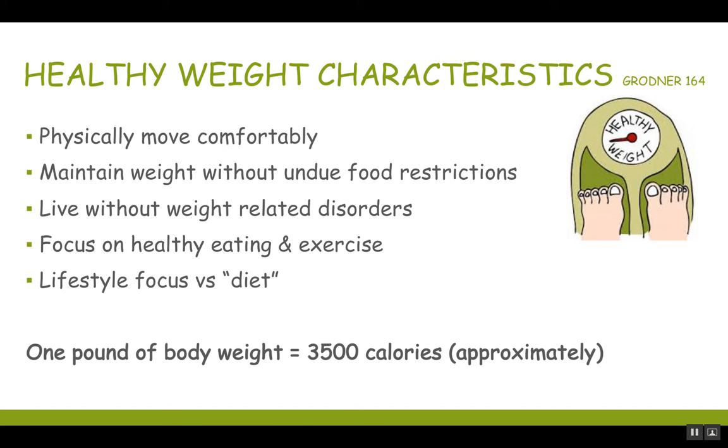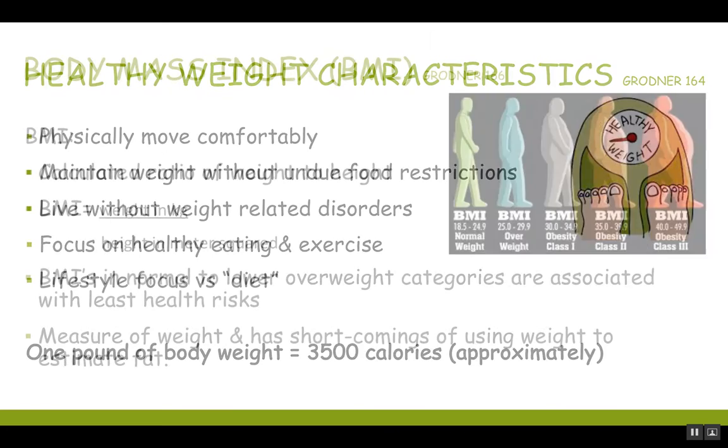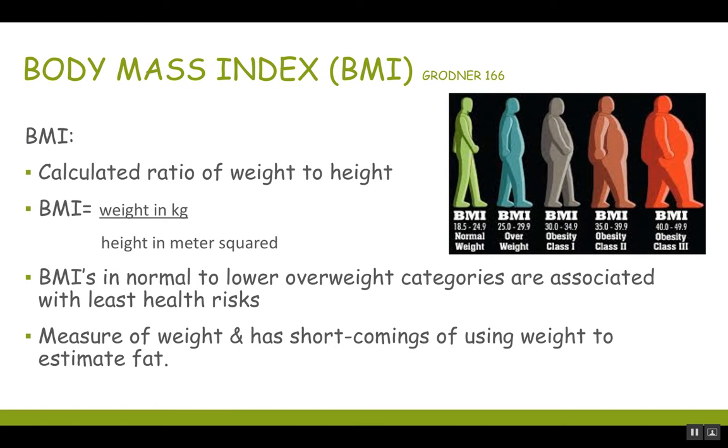You've all probably heard of body mass index, or BMI, and that is basically calculated by the ratio of weight to height. So it takes your weight in kilograms divided by your height in meters squared, and it gives you a number. So BMIs that are in those normal ranges to lower overweight categories are associated with less health risks.